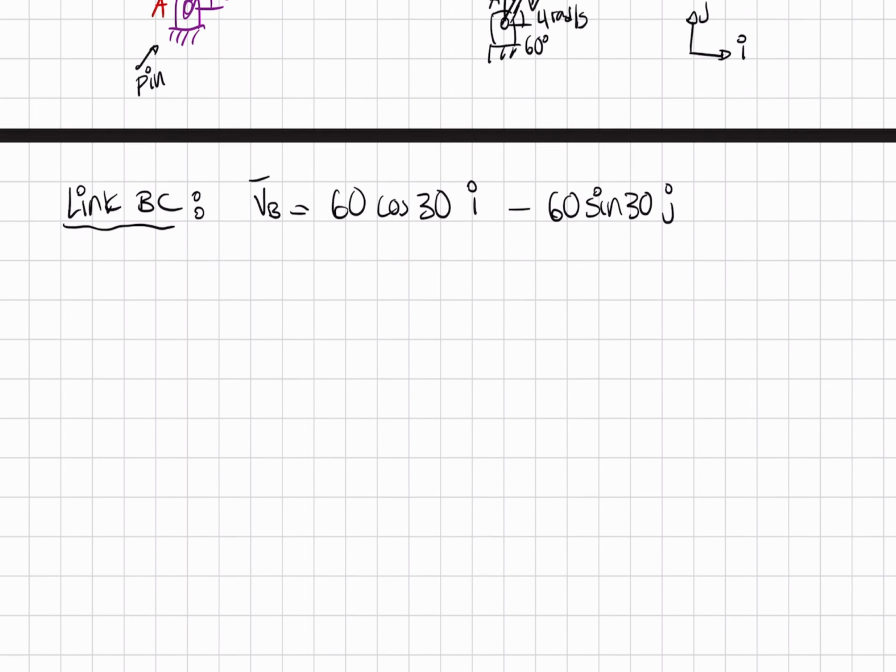Now, we want to look in more detail at link BC. So if this is my link, velocity B is already computed. It's in this direction. And I know velocity C is going in this direction. Now, when arm AB rotates, arm BC is expected to rotate as well with some sort of constant angular velocity. So I suspect there will also be an omega going in this direction, and we call this omega BC.